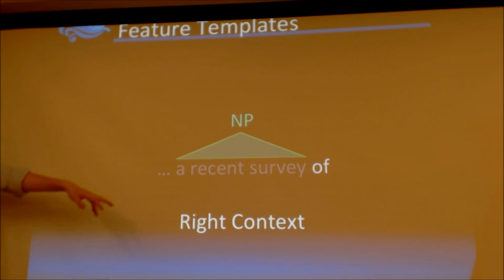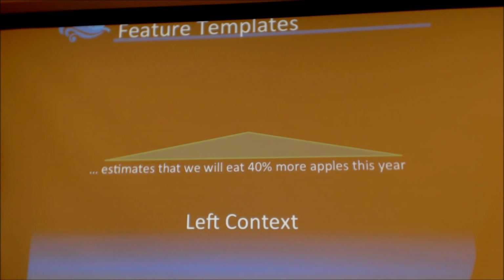And then we'll look at the word to the right. This is useful because "of" tends to follow a noun phrase. If you think about all the places where you see "of," pretty much anywhere, the word that comes before it will probably be some kind of noun or noun phrase. So that's useful information. Left context can also be really useful.